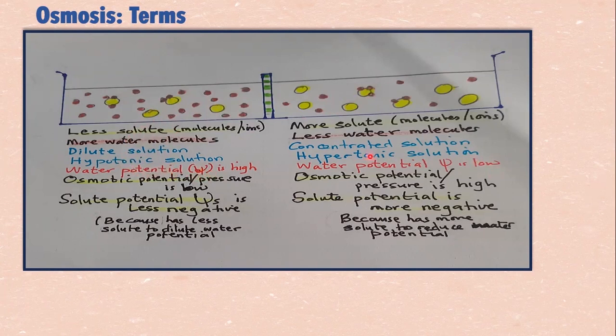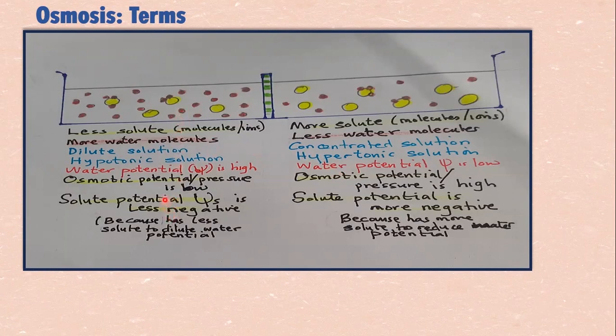And as here it has plenty of solute molecules, it will have a higher osmotic potential than here, because this solution has more tendency of absorbing water than here. So it has a higher osmotic potential than here.